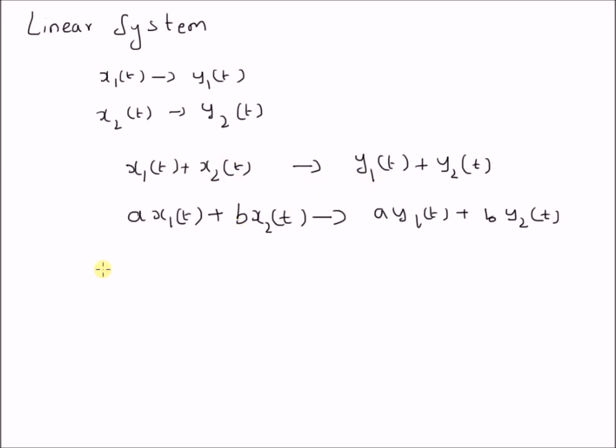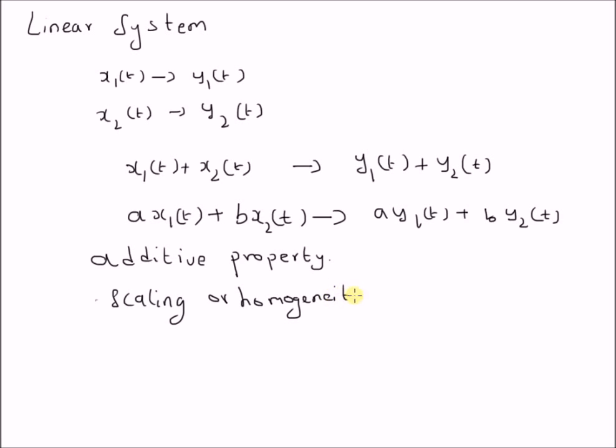So the first property is known as the additive property. That is, if you give a sum of inputs as a total input, then the total output should also be the sum of the corresponding outputs. And the second property is called the scaling property or homogeneity. In this case, when you give a weighted sum of the inputs, you should get the weighted sum of the outputs where the weights are the same. That is, the weights do not change.